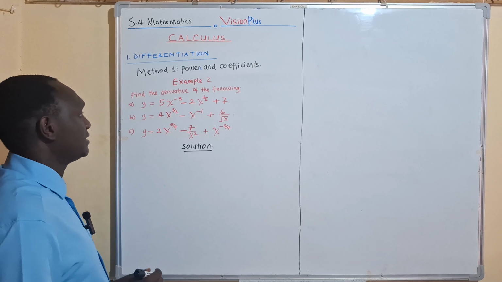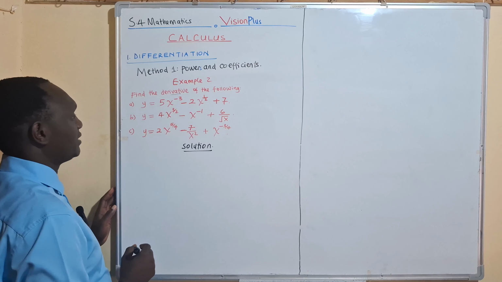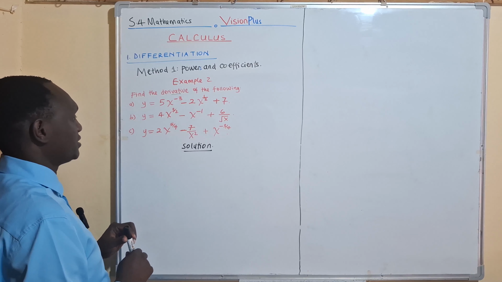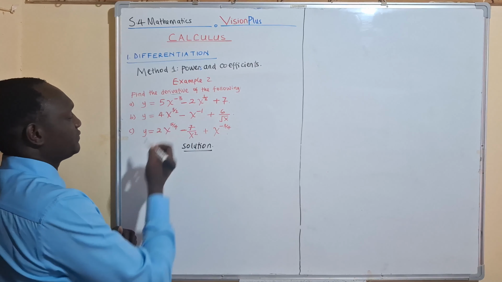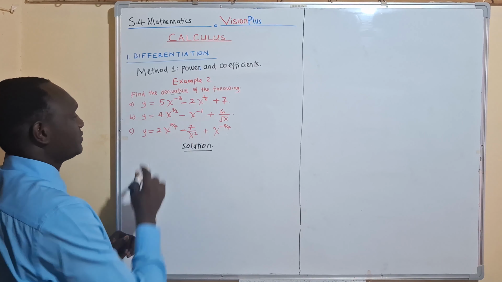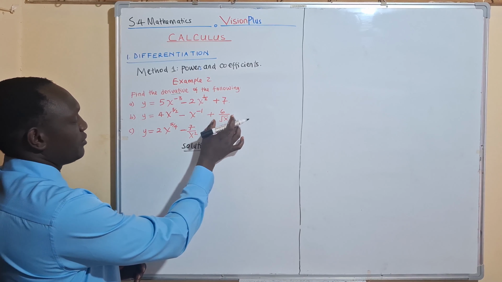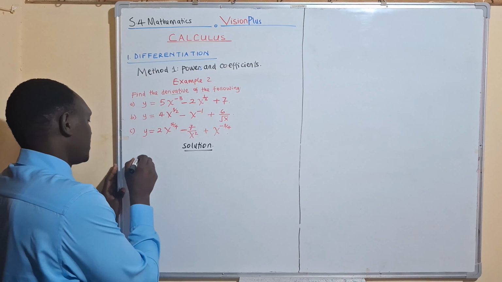Example 2 says find the derivative of the following. That means we need to differentiate the following functions. If you look closely, we have negative powers, others have fractional powers, and others have the variable on the denominator. So let us see how we can solve this.